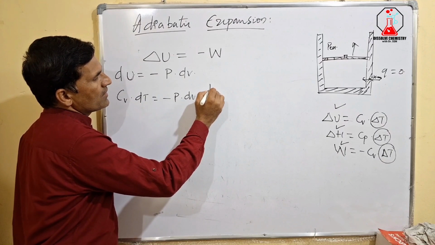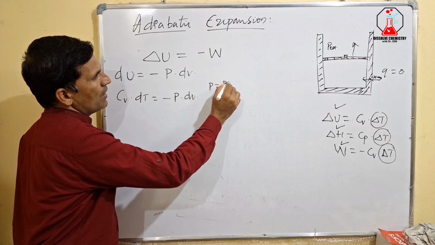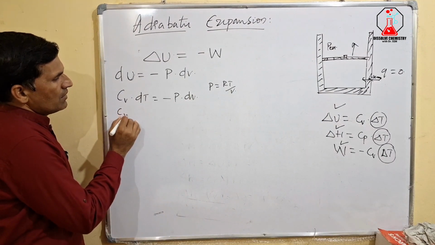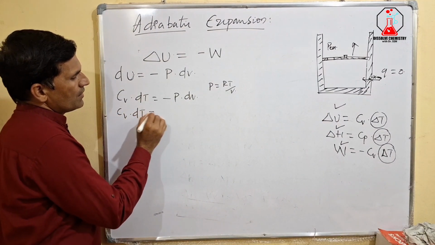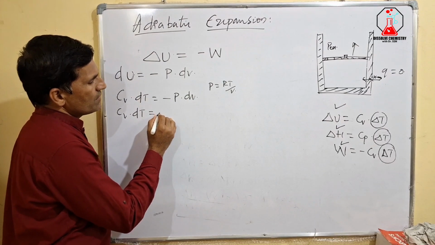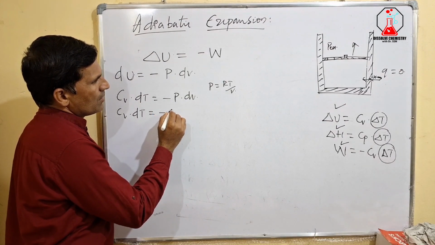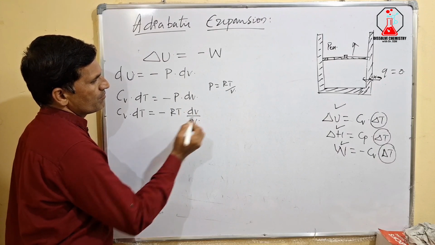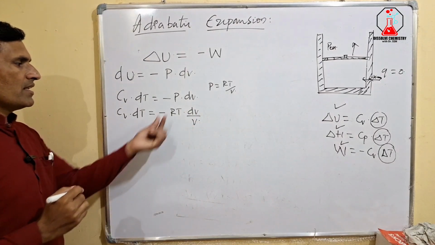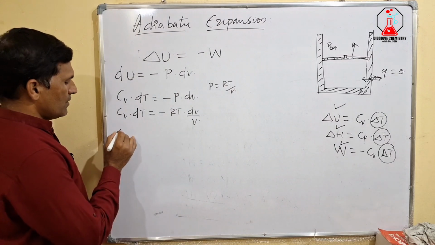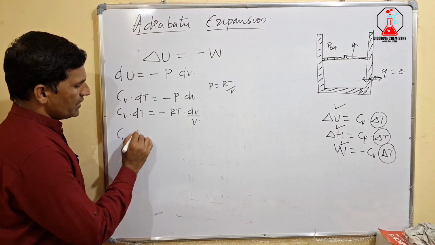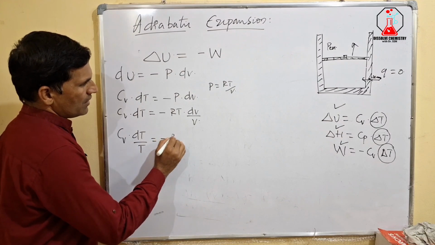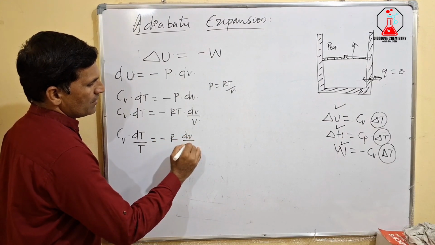Now we know that dU is equal to Cv into dT, which is equal to minus P into dV. From the ideal gas equation, P is equal to RT by V. So let us substitute that: Cv dT is equal to minus RT dV by V. Now let us take the temperature over here. Therefore Cv dT by T is equal to minus R dV by V.